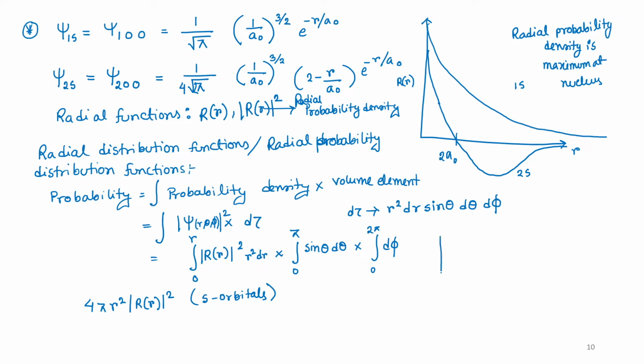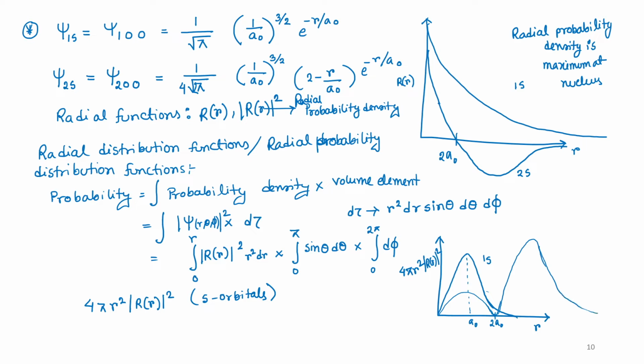but when you are going to draw this, basically r squared times the modulus of the radial function, then you are going to see that actually it is having something like a maxima at a0 for 1s, and for 2s the first lobe will be smaller, and obviously this is at 2a0, and then it will have a bigger lobe that will be something like this. This is here for 2s.